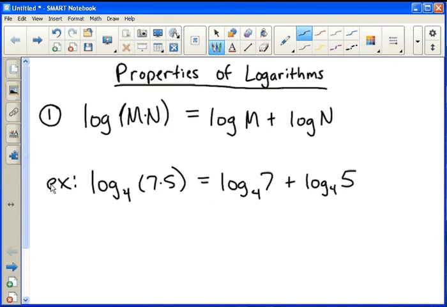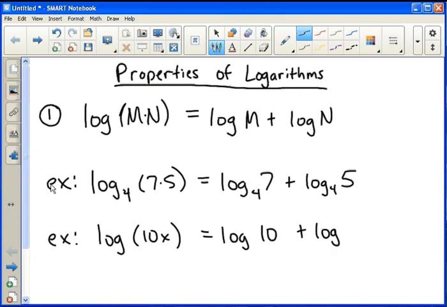And that's it. It's that simple. There's not a whole lot complicated there. So let's just do one more, then we'll look at the second property. This is log of 10x. Again, we have two things being multiplied. 10 is being multiplied by x, so I'm allowed to split this up by using addition. Now there's actually a little bit more simplifying we can do on this one.